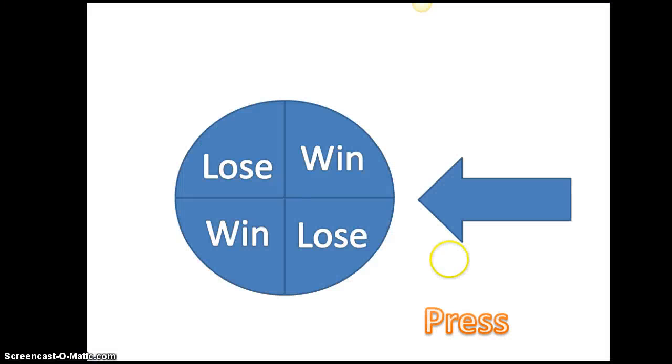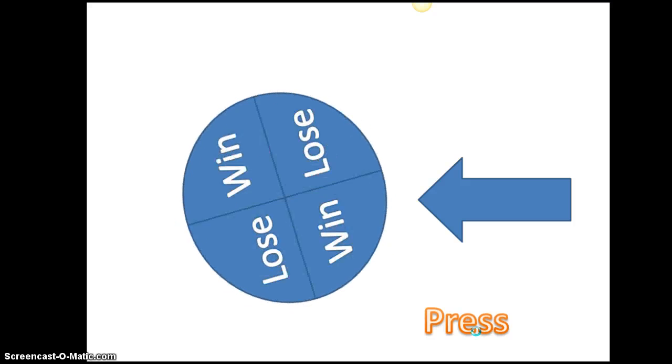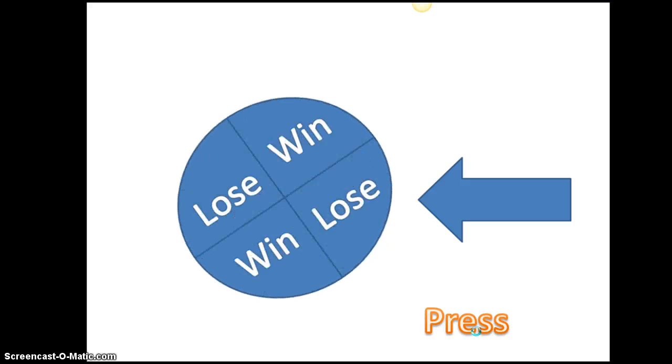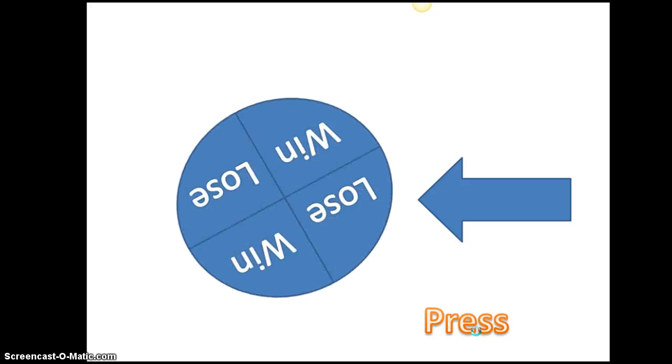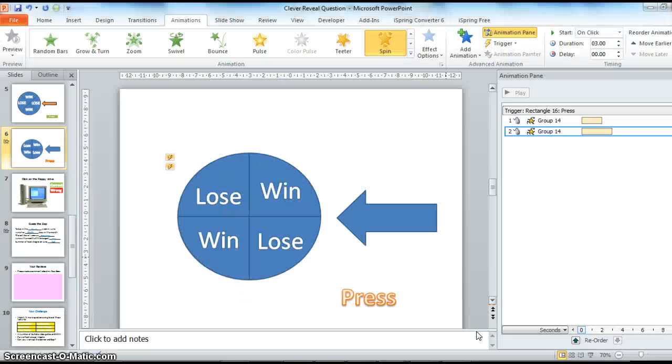Let's run the presentation. Here is spin 1. There we go. And here is spin 2. There we go. And you can go on and on and on and add different types of spins. And that's how to make a spinning counter.